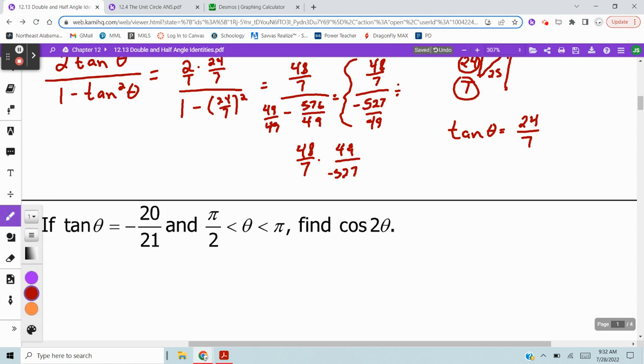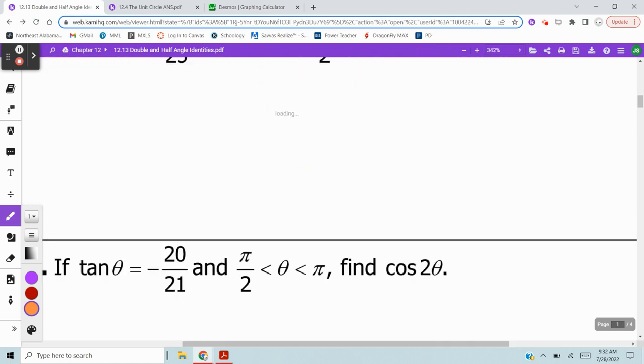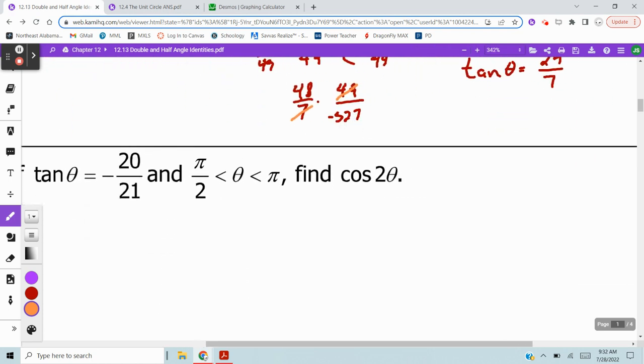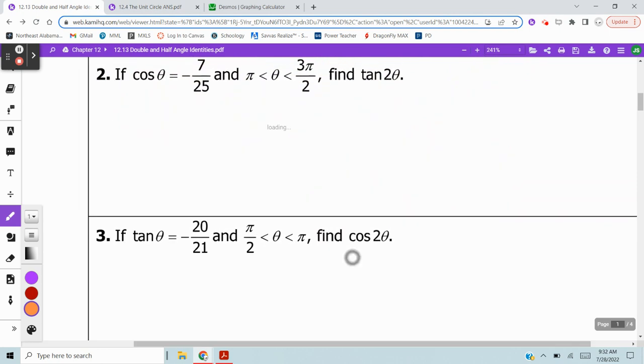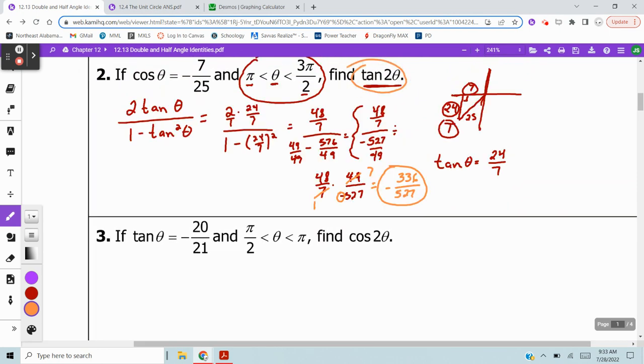Let me change colors here while I cross cancel these. The 7 and the 49 will cancel, leaves me with a 1 and a 7. And that's all the cross canceling we've got. So that will give us a 336 on top, a 527 on bottom, and that negative sign I'm going to move out front. So my value for tangent, the tangent of 2 theta, will be negative 336 over 527.